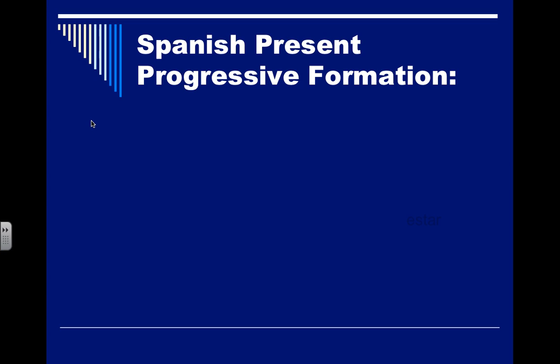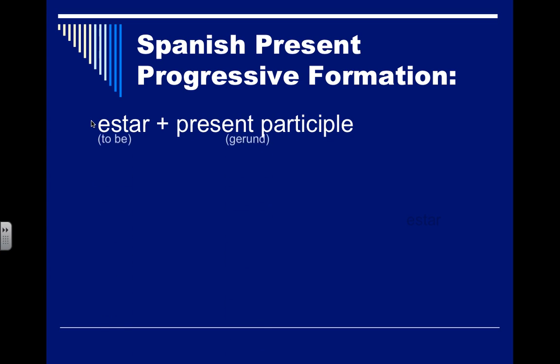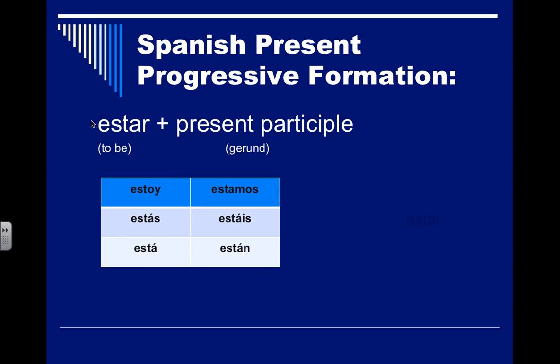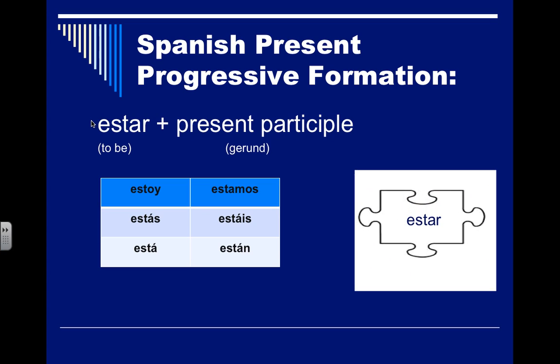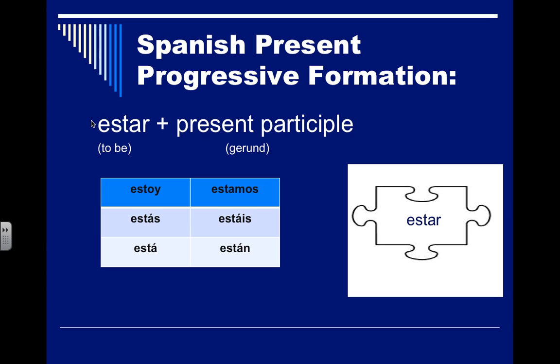Now the Spanish present progressive formation, as I said, has 2 parts to it, 2 puzzle pieces. You need the form of estar plus the present participle. So we will need to conjugate the verb estar to agree with the subject. Ask who is the subject, and that must agree with that. And then you need the present participle. So this is the first piece of the puzzle.